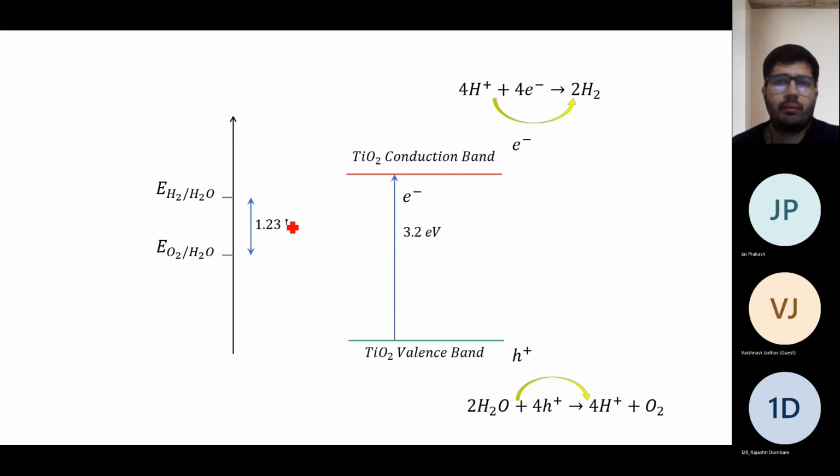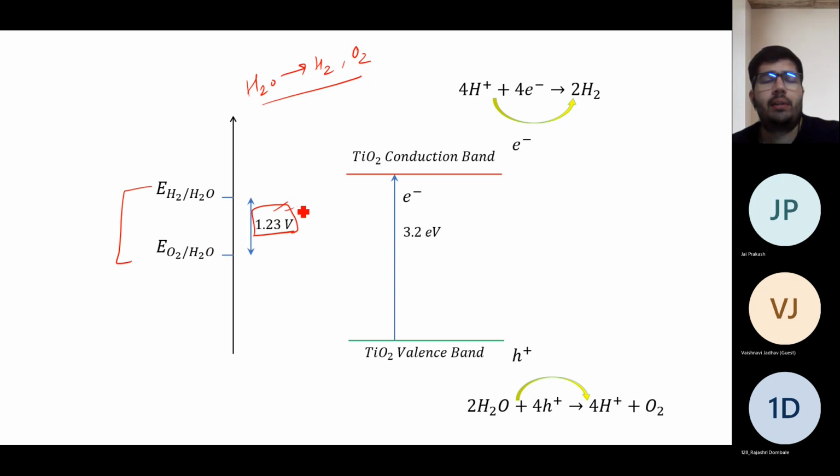So here we can see the example of titanium oxide. Okay, so titanium oxide is a ceramic material, a semiconductor material. So we know that 1.23 volt is required to break the water, H2O, into hydrogen and oxygen. Okay, so we need this much potential.